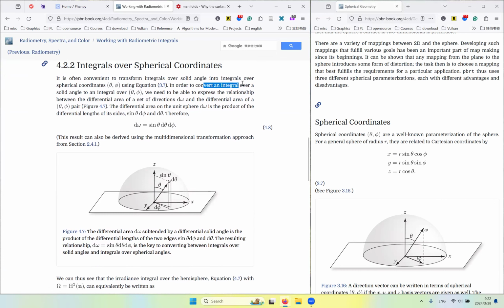So in order to convert an integral over solid angle to an integral over those two variables, we need to express the relationship between the differentials. The differential area on the unit sphere is the product of the differential lengths of its sides, sine.